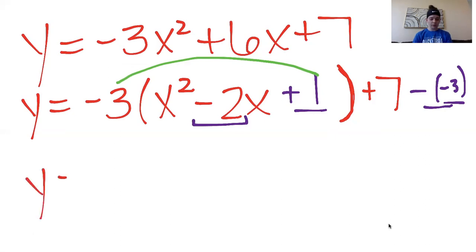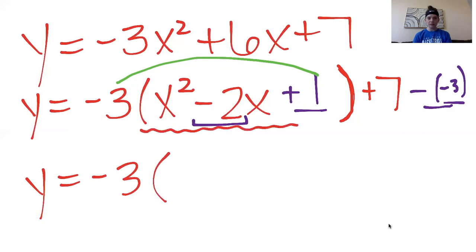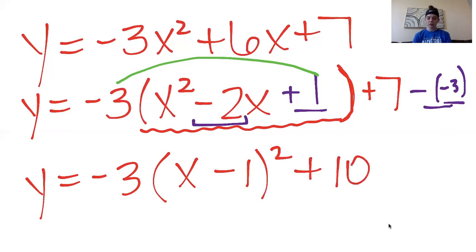So now we can leave our -3 factored out. X squared minus 2x plus 1 will factor to x minus 1, the quantity squared. And then we have plus 10.